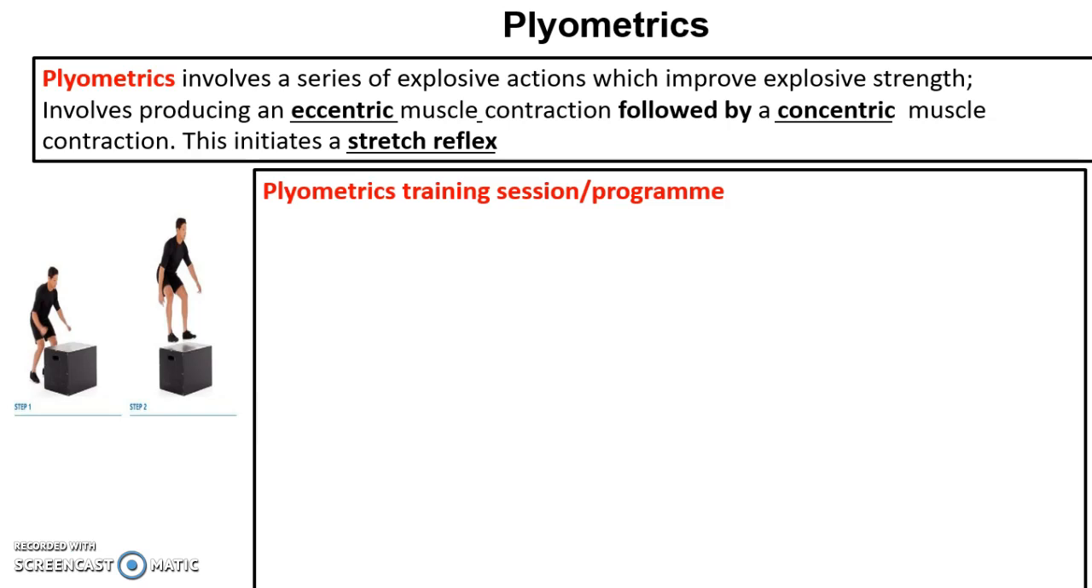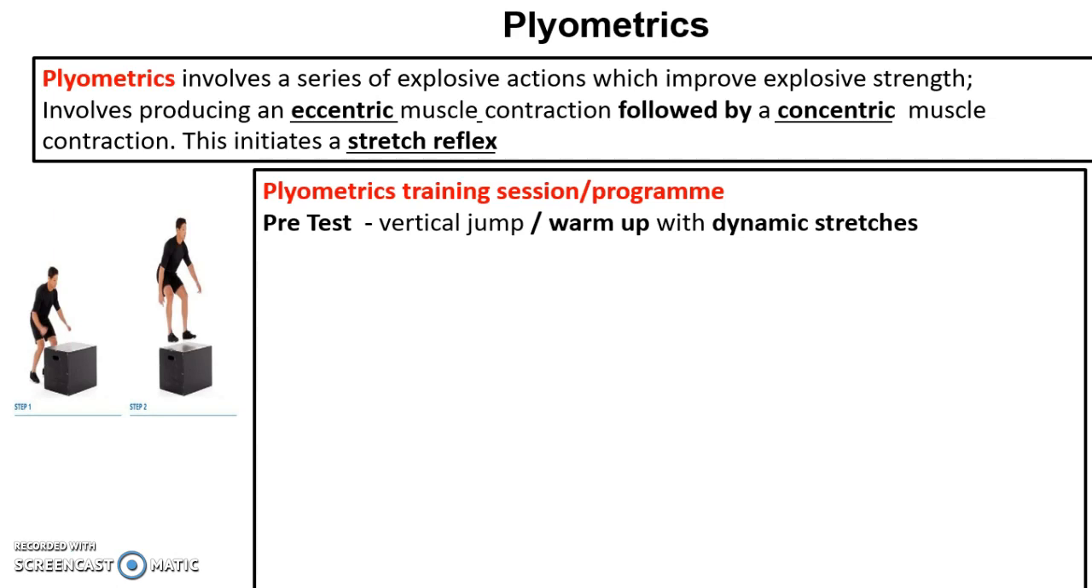And I've tried to keep this as similar as I could to the weight training parameters, but with some key differences. So if you have a look first up there, if you were doing a training session or training program, the pre-test you would do prior to a plyometrics training session would be a vertical jump. And it's really important that you have a warm-up with dynamic stretches because you are going to be doing lots of explosive work.